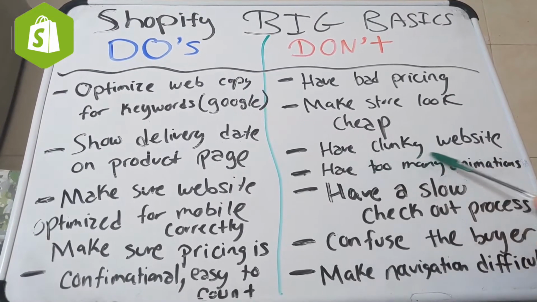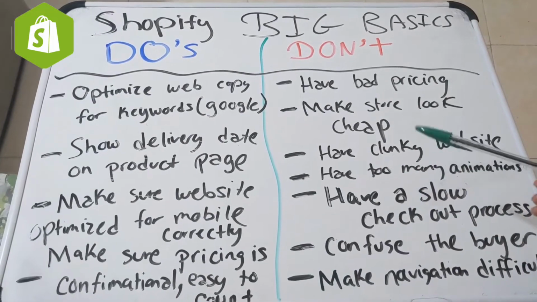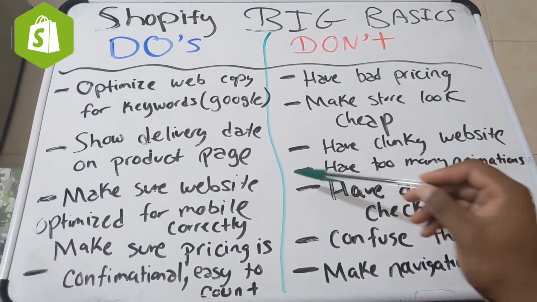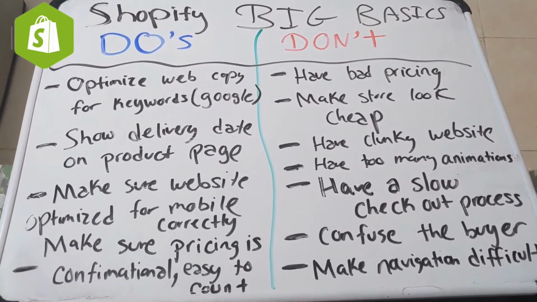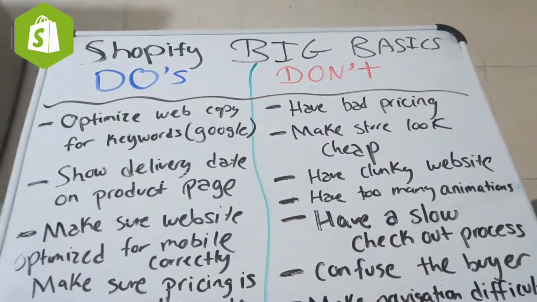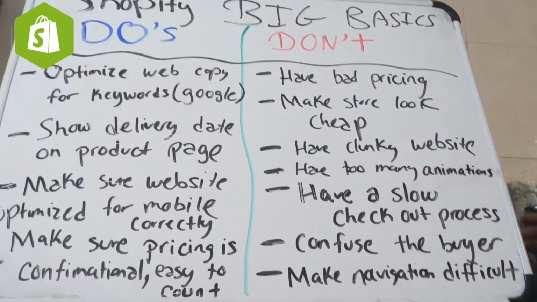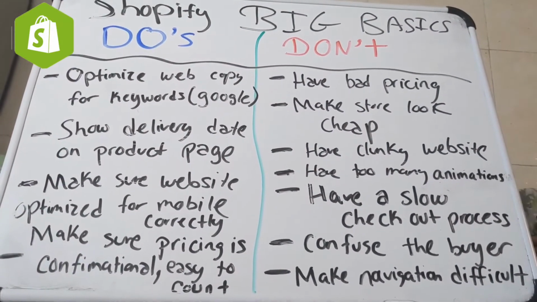So don't have a clunky website. When you hit the button, it feels clunky, it feels bad, and they're going to leave. Don't have too many animations on your site, like a lot of videos, a lot of flashy stuff like that. Just don't do it. Yeah, I know some of the big stores do it, but you can try it. It works for some, but I wouldn't recommend it.